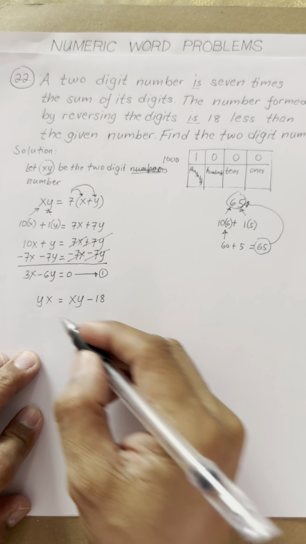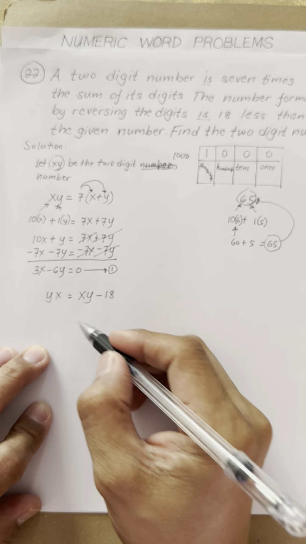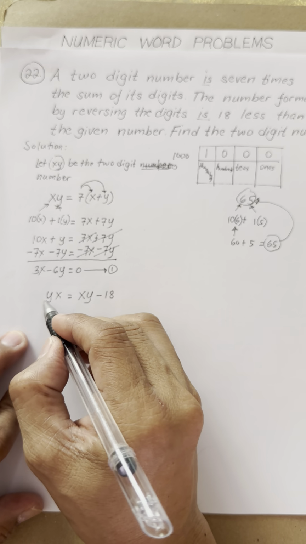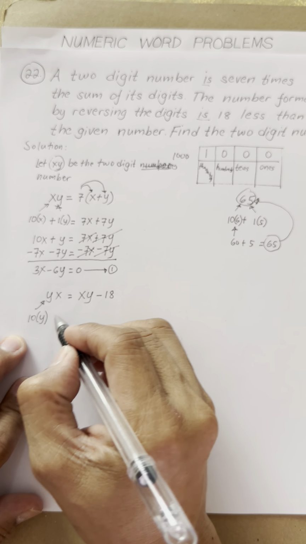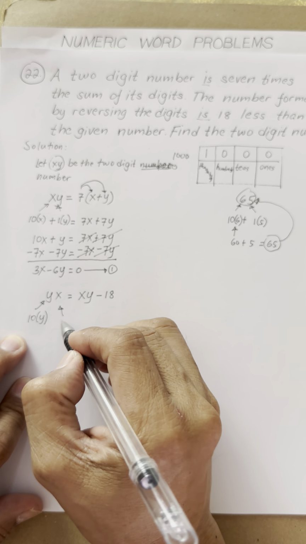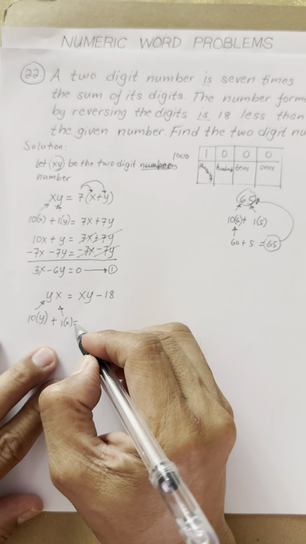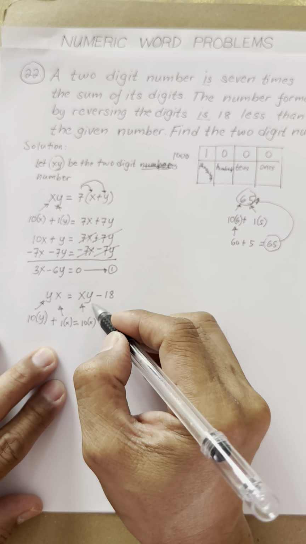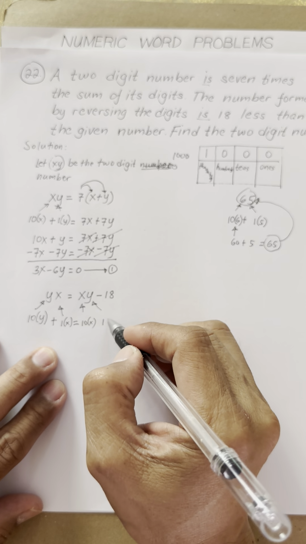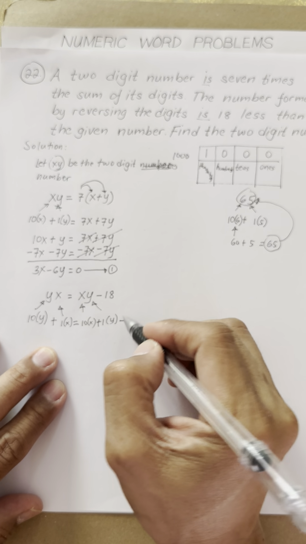So again, we will apply the same concept here. So we can write this. This is the placeholder of 10. So 10 times y. Then this is the placeholder of 1. So 1 times x. Then we just add the two. Then equals. Again, this is the placeholder of 10. So 10 times x. This is the placeholder of 1. So 1 times y. So we add this. Then we have minus 18.